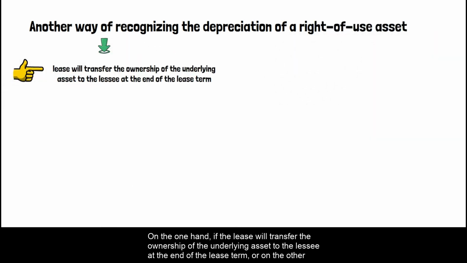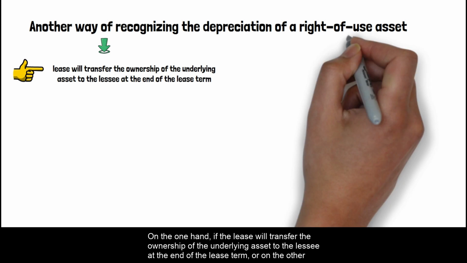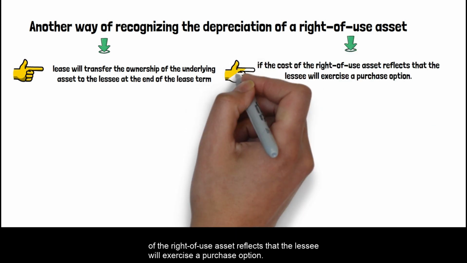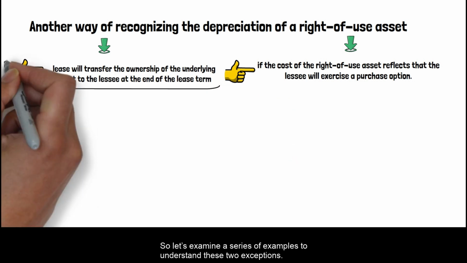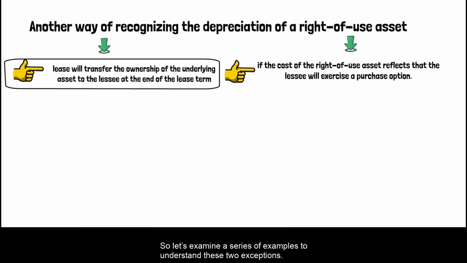On the one hand, if the lease will transfer the ownership of the underlying asset to the lessee at the end of the lease term, or on the other hand, if the cost of the right-of-use asset reflects that the lessee will exercise a purchase option. So let's examine a series of examples to understand these two exceptions.